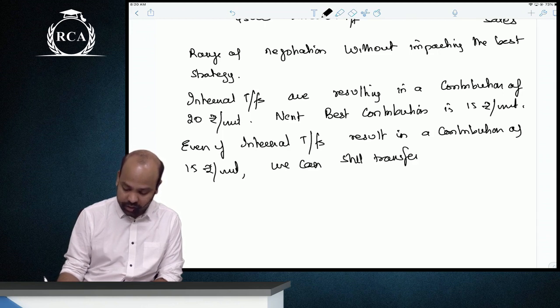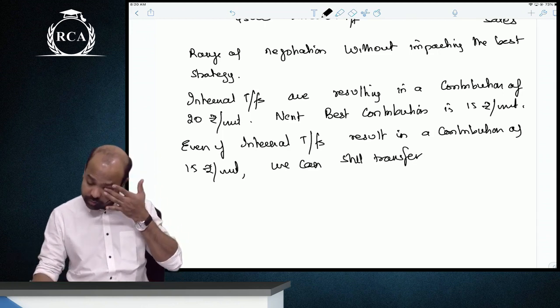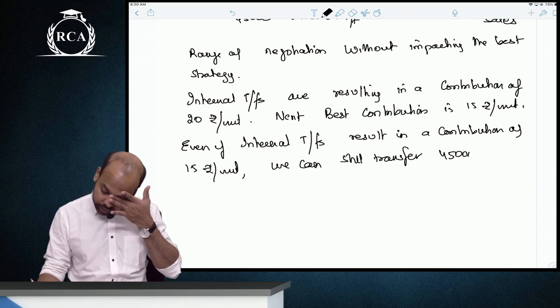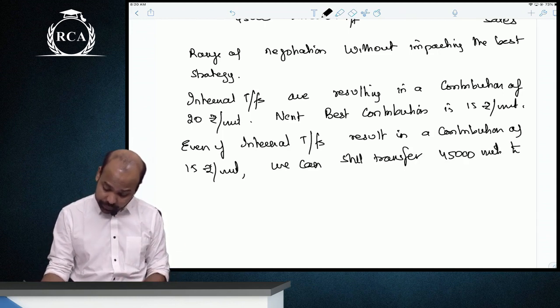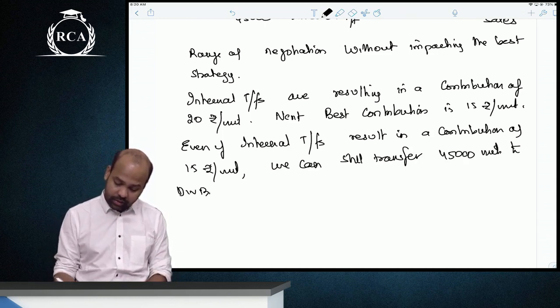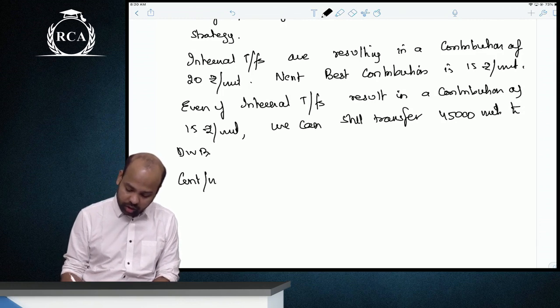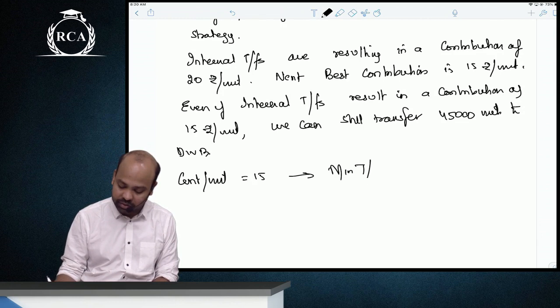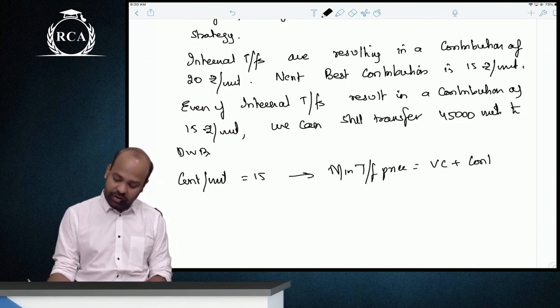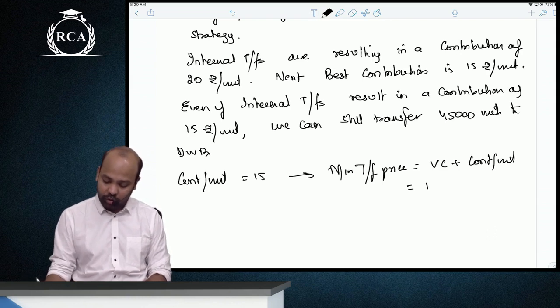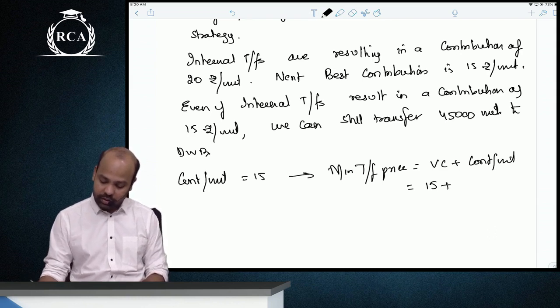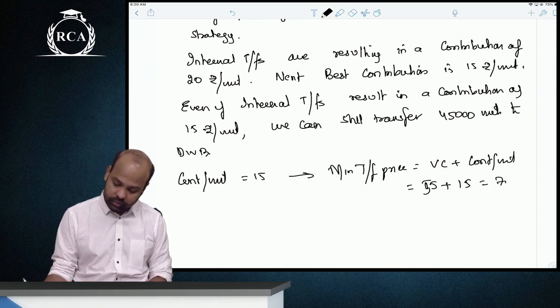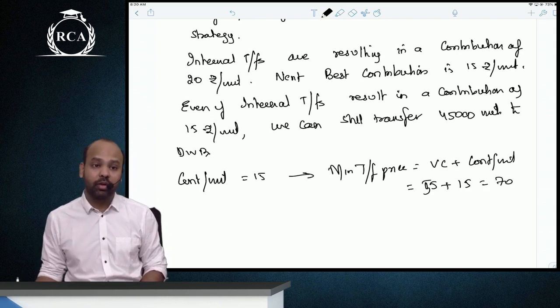We will be indifferent as such, so we might transfer to division B only. We can still transfer 45,000 units to division B. So if you want a contribution of 15 rupees per unit, your minimum transfer price for your decision to not change would be variable cost. There is no fixed cost. Fixed costs are not relevant. All of you know that you will incur that.